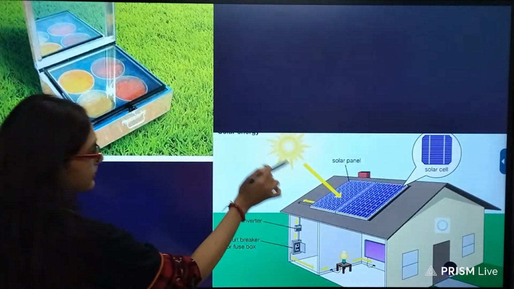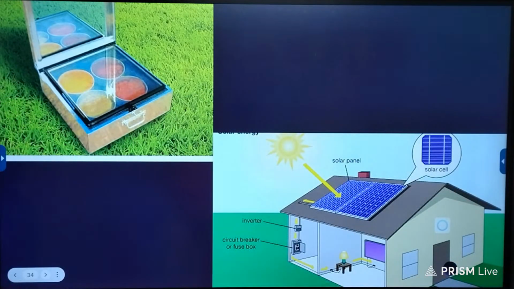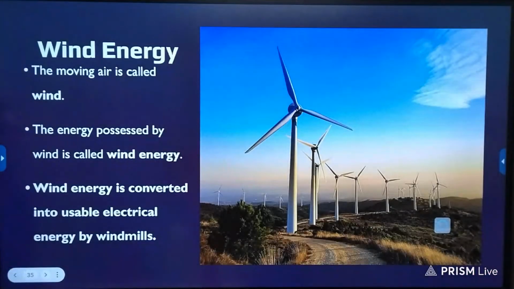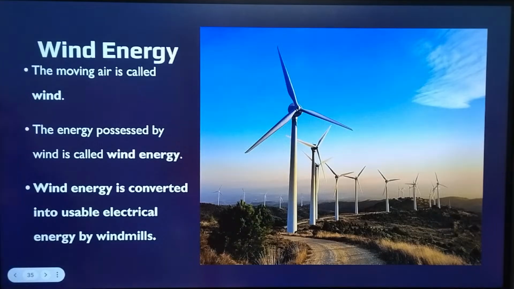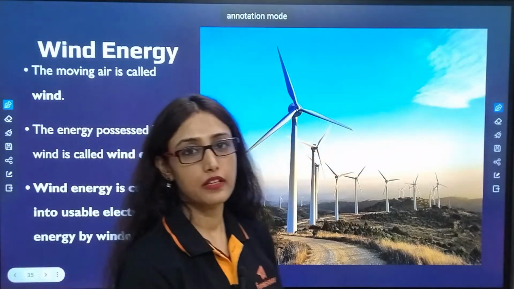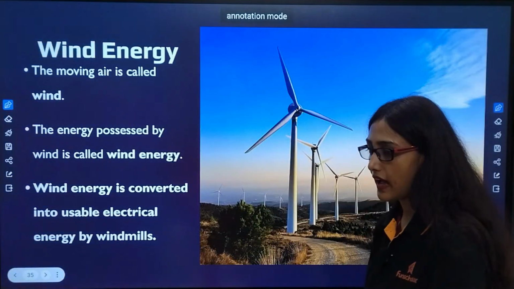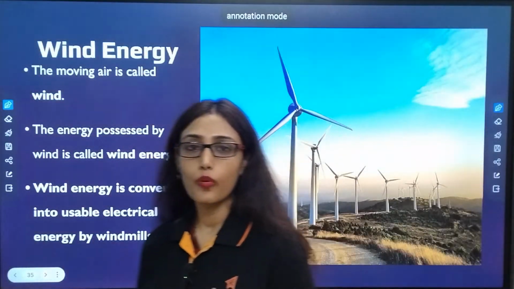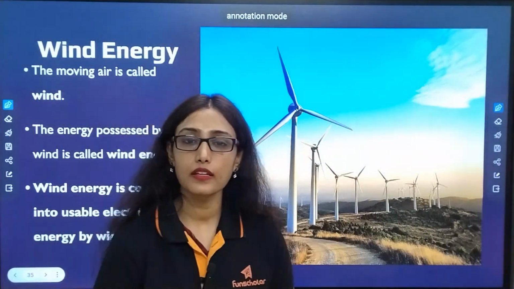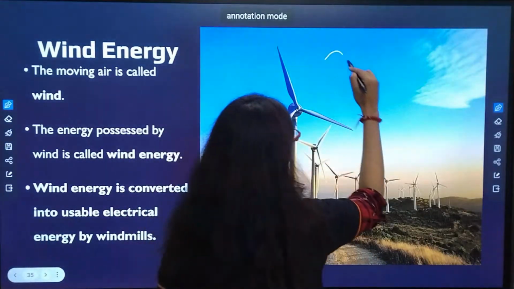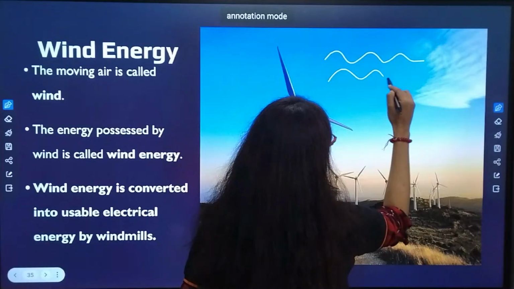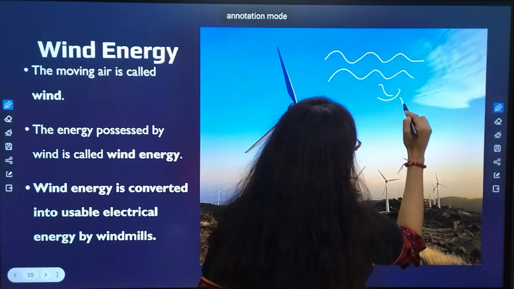And they are getting energy from the sun itself. Now, wind energy. In your matter chapter, you have already learned what wind is and the difference between air and wind. Air is constant, okay? But when air is flowing or moving, that is known as wind.